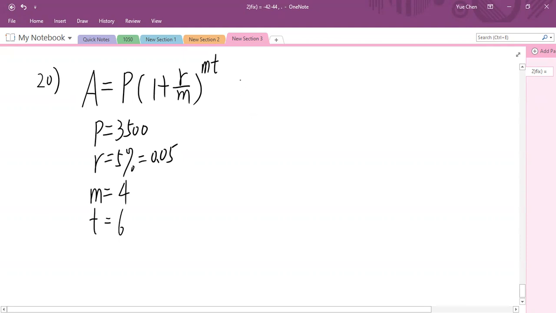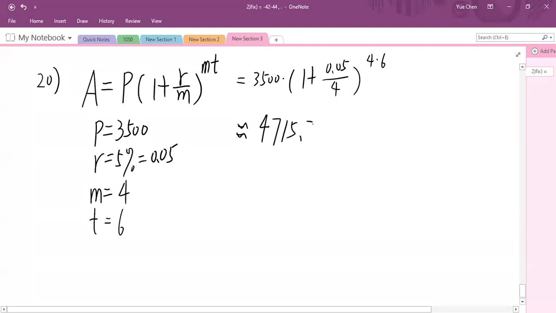So A is equal to 3,500 times (1 plus 0.05 over 4) to the power M times T, which is 4 times 6. Use a calculator. Don't forget the parentheses. At last, you can check for yourself. Since this is about money, we always keep 2 decimals, round it to the cents. So this one would be 4715.73.